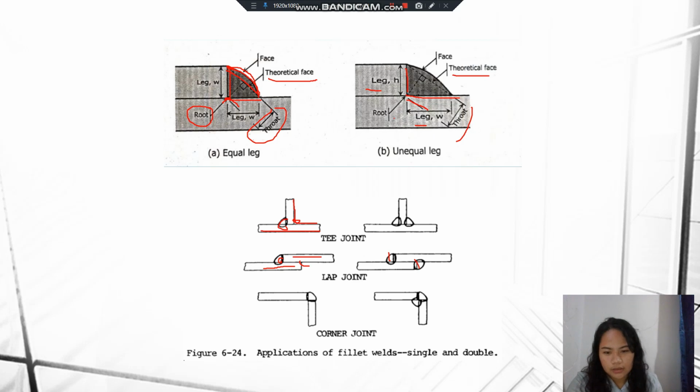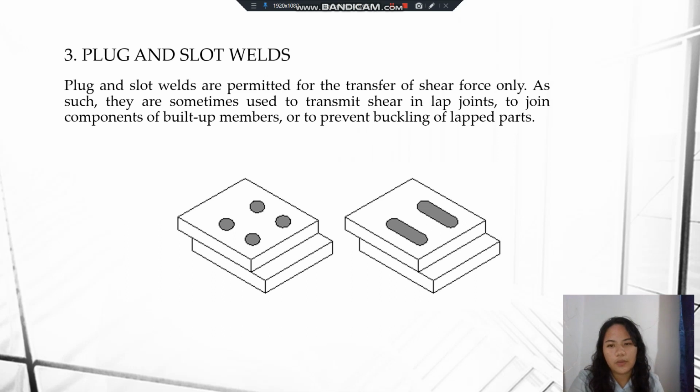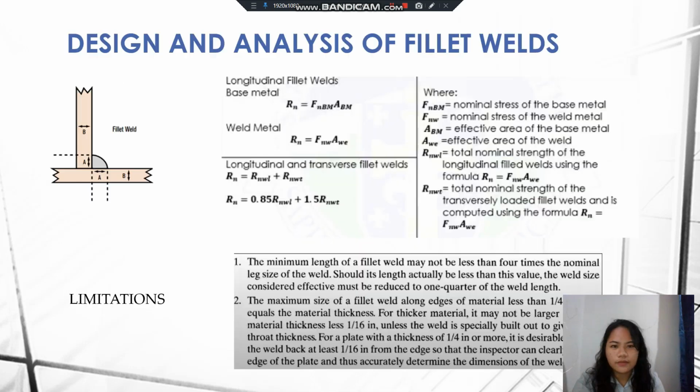This is the corner joint. So, here dito tayo sa corner. May corner tayo dito. And dito natin i-weld. Pwede dito sa baba. Next is the plug and slot weld. So, the plug and slot welds are permitted for the transfer of shear force only. So, as such, they are sometimes used to transmit shear in lap joints, to join components of built-up members, or to prevent buckling of lap parts.